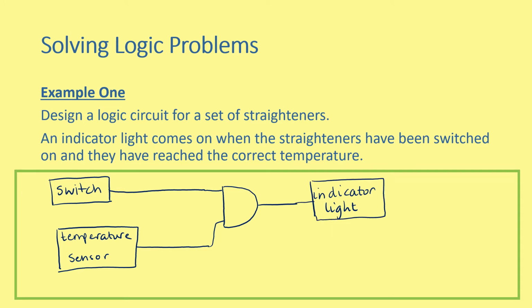So that's our full diagram there. We've got a switch and a temperature sensor. They both have to be working, so we've got an AND gate, and then we've got an indicator light.